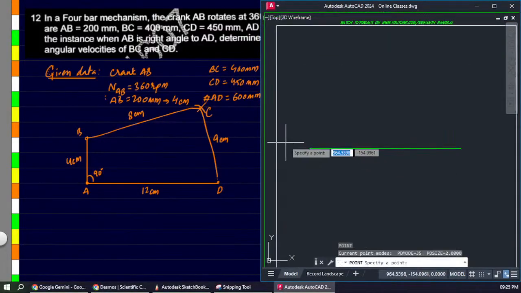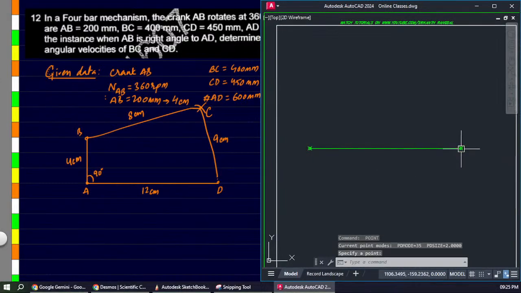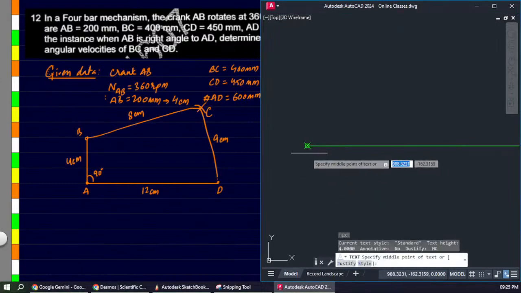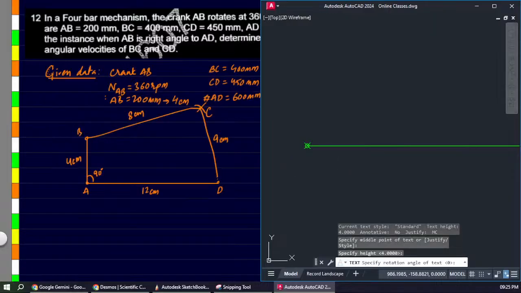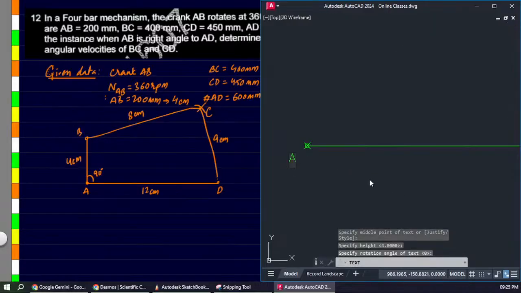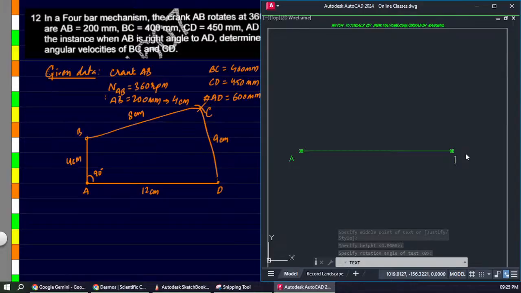So this point here, these are the points. Okay. So what is the point? This point here we will have to take it as A, capital A, and this point here we will have to take it as capital D. So this length is 12 centimeters.